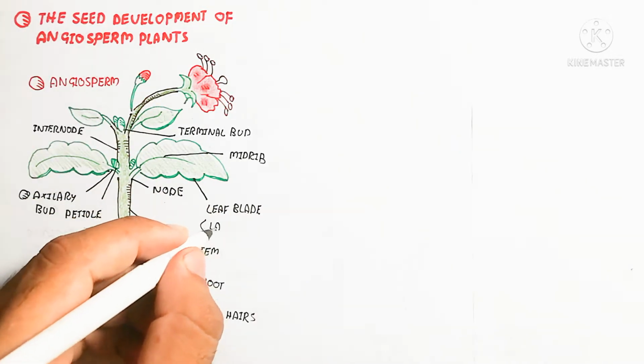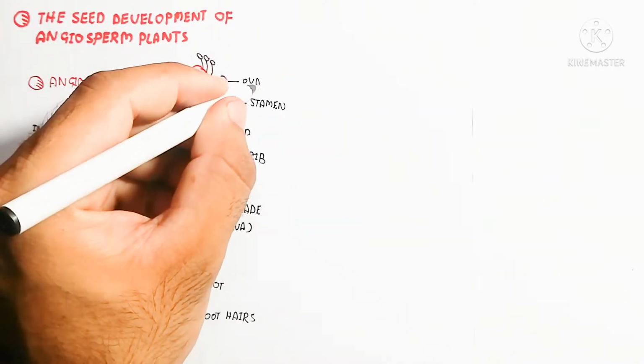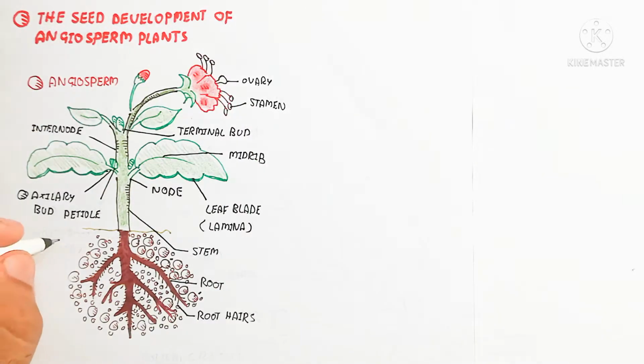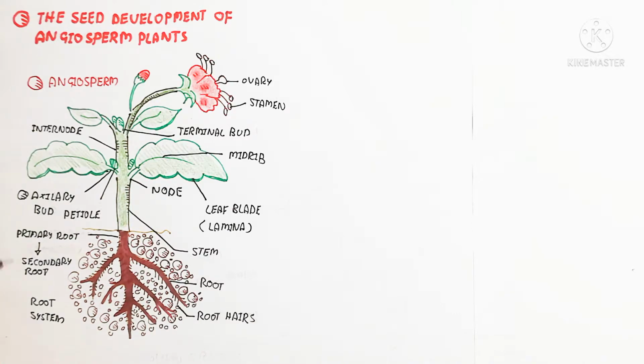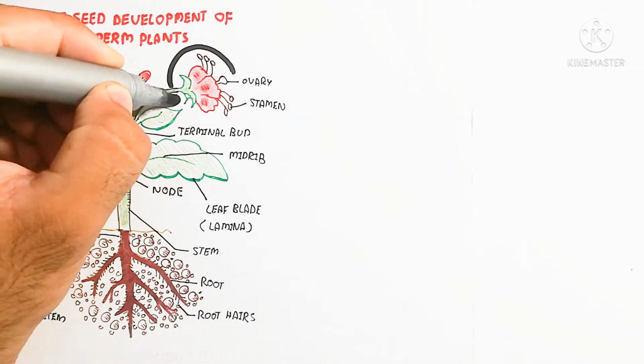And here is the leaf blade, which is also known as lamina, and here are the stamen and ovary, which are contained in a flower with petal and sepal. The petal is used for the attraction of insects for cross pollination, and the calyx is present below, which is green. And here is the root system and shoot system. A root is also present here.